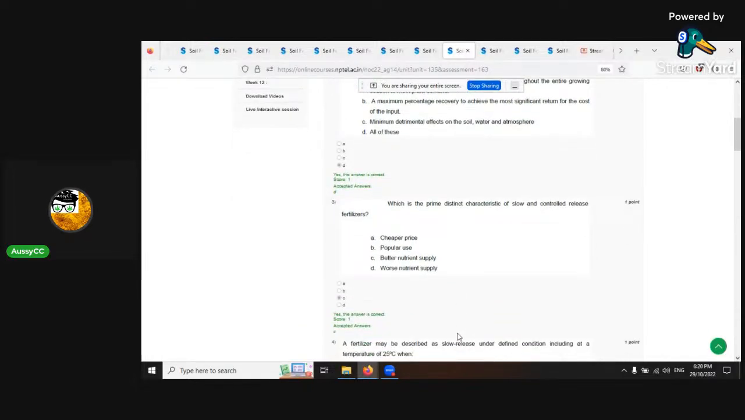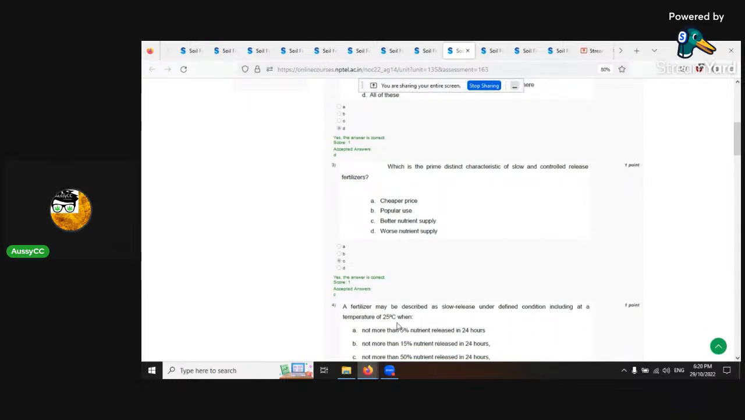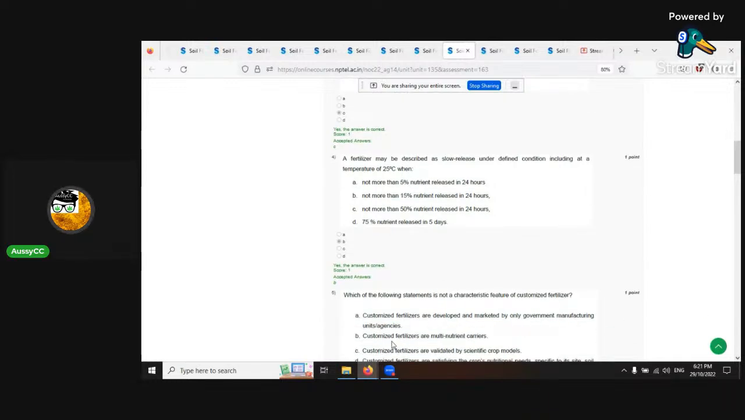A fertilizer may be described as slow release under the conditions and temperature of 25 degrees. You have to see a test if they work. You don't want them to be more than 15% released in 24 hours. Then you've made a successful one. Which of the following statements is not a characteristic feature of customized fertilizer?